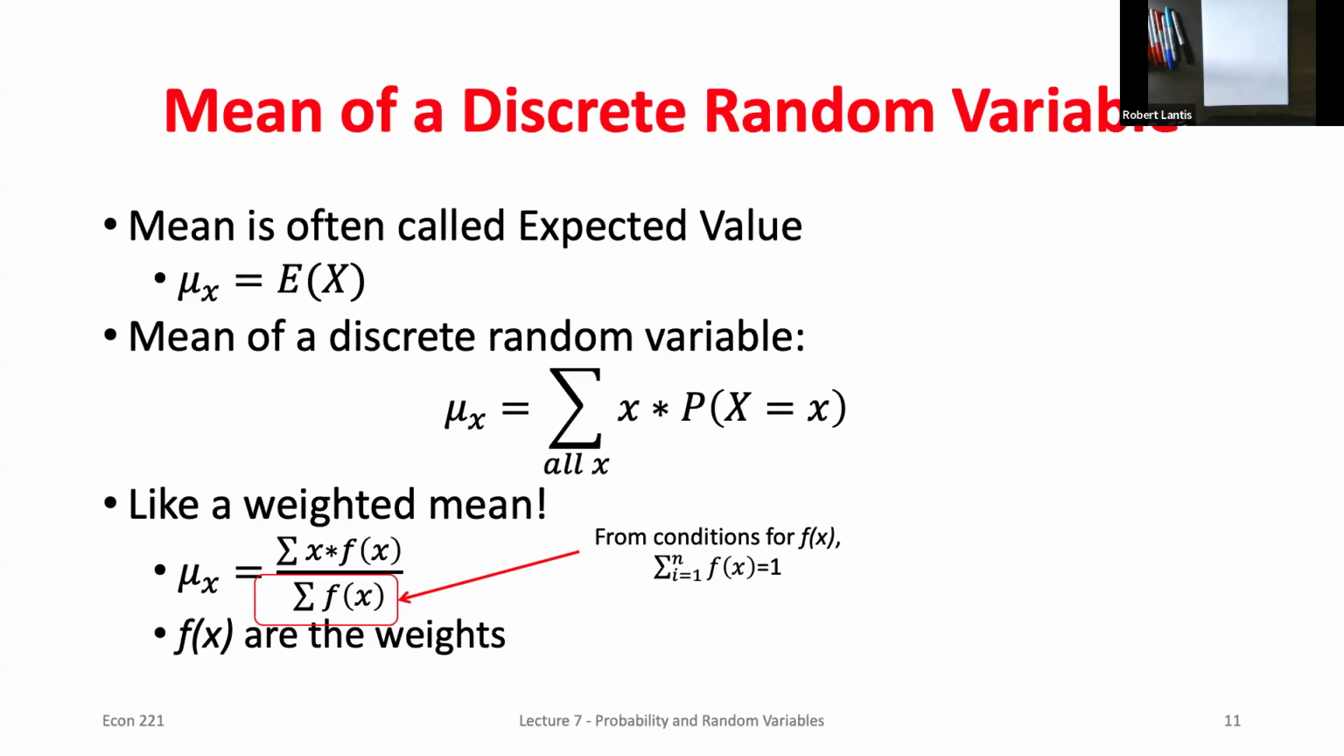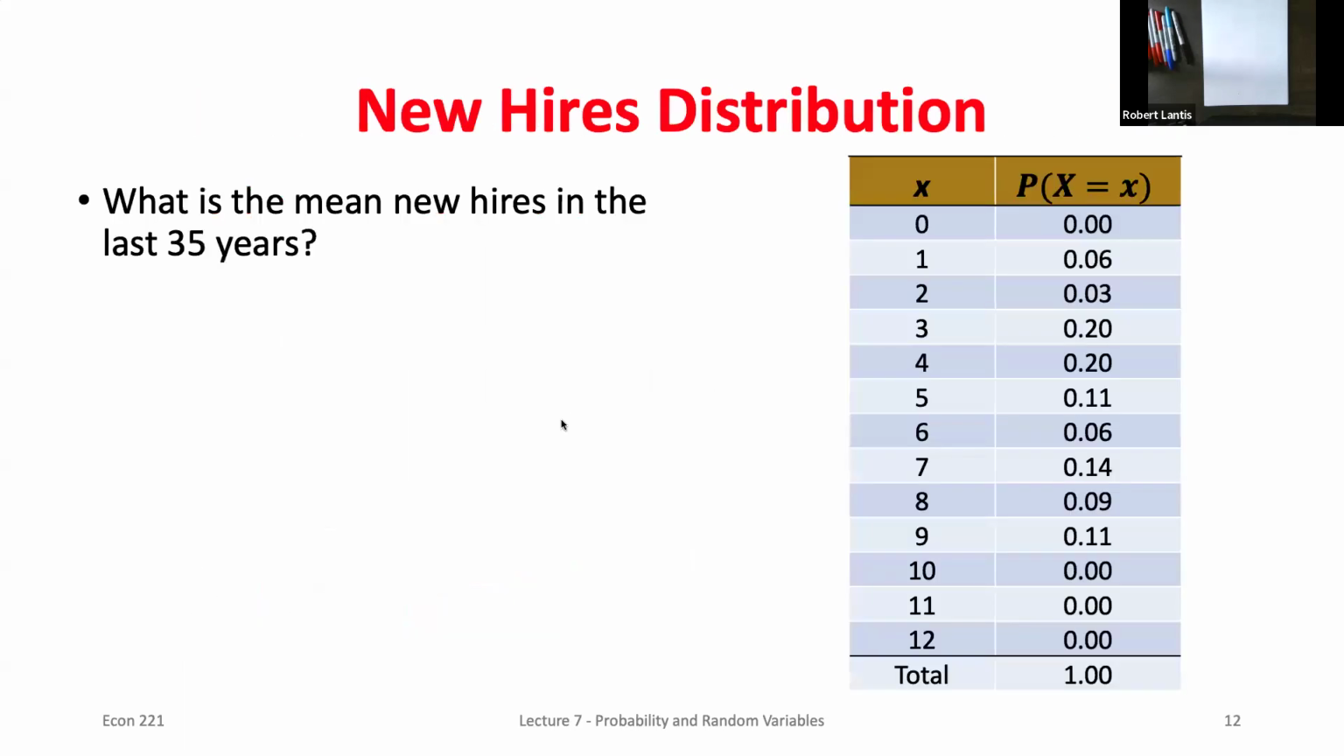I think that's all we really need to say here. It's really closely related to what we were doing with the weighted mean. It's just now we don't have to worry about the denominator because the sum of our weights should always be 1.